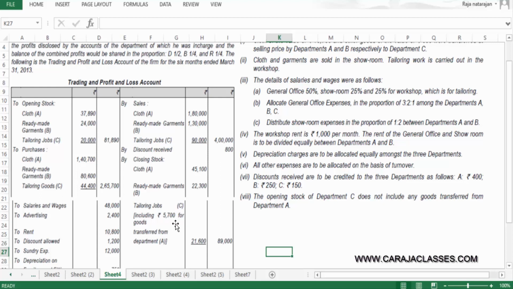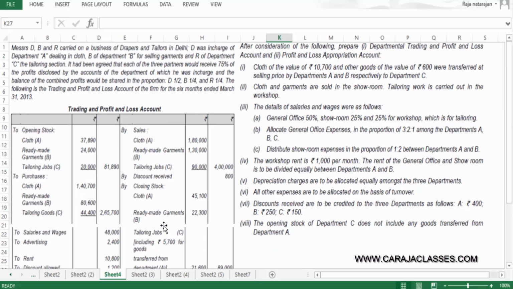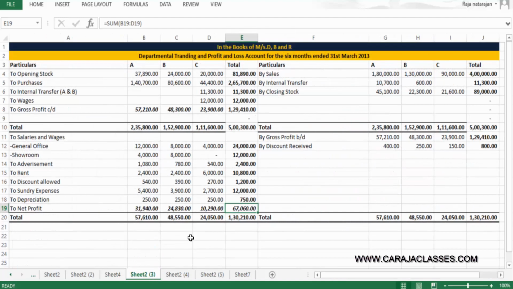So when you are preparing the departmental P&L, I have no issue, let this profit continue. But when the trading and P&L is prepared for the company as a whole, I cannot have this unrealized profit on the stock. So that profit got to be removed. But how do I know what is the profit which is included in this 5,700? Because the profit margin information is not given in the question. So for that, the answer is find out what is the profit margin of Department A. Remove that profit margin from this stock. It's simple. Okay, so have a look here.